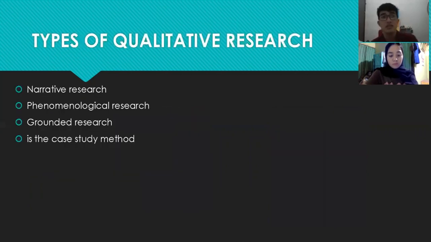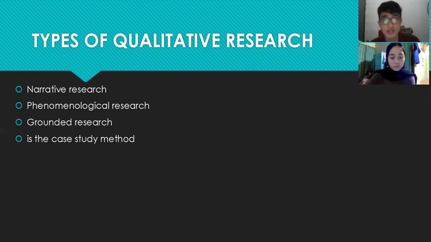And next, we're going to talk about the types of qualitative research. In contrast to quantitative research, this type of research method does not use numbers. The scope of qualitative research is also smaller than quantitative, but carried out in depth. Qualitative research can be conducted using narrative, phenomenological, grounded, ethnographic, and case study methods.